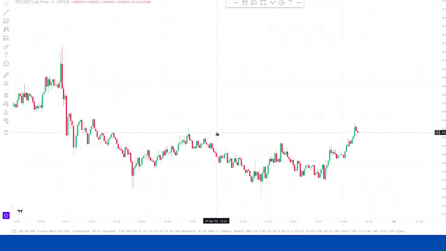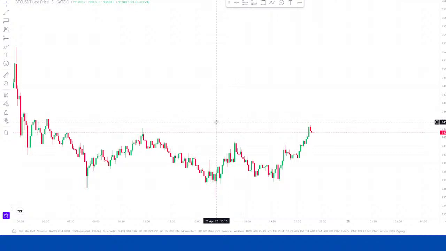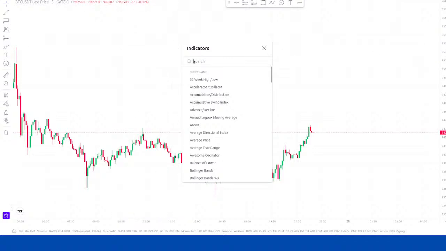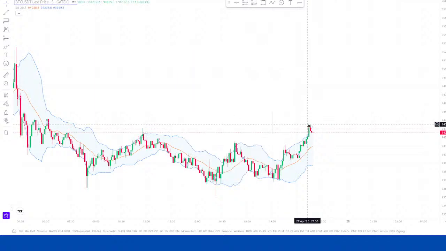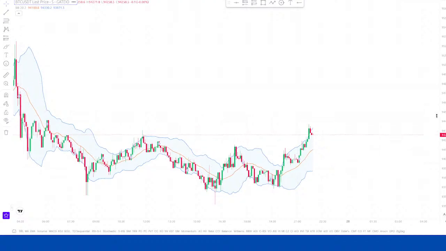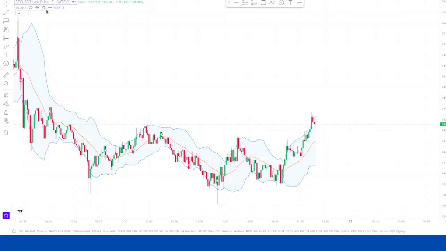So basically, assuming this is your chart and we are using Bollinger Band for this strategy, you go to indicators, then you search Bollinger Bands. As you can see, Bollinger Band is one of the default indicators. It comes with the default settings. Once you highlight it, it shows BB, Bollinger Band, here.